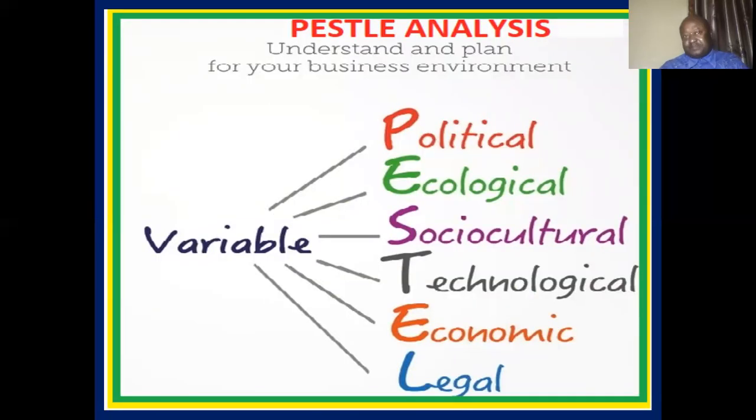The PESTLE analysis will help us to understand and plan for any business environment. And in our projects, these are very important. They include the following. These variables will always affect your proposal, and they may pull down the project or promote the project. We shall look at them one by one. PESTLE is a shortcut explaining these variables. The 6 variables include the political factor, ecological factor, social cultural factor, technological factor, economic factor, and lastly the legal factor.